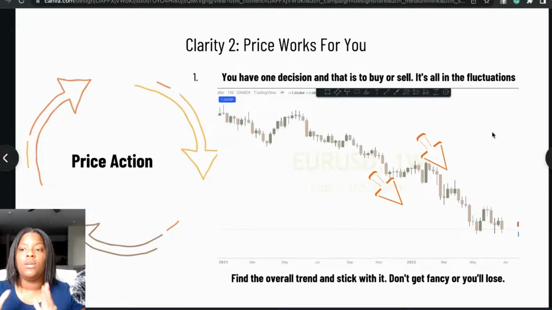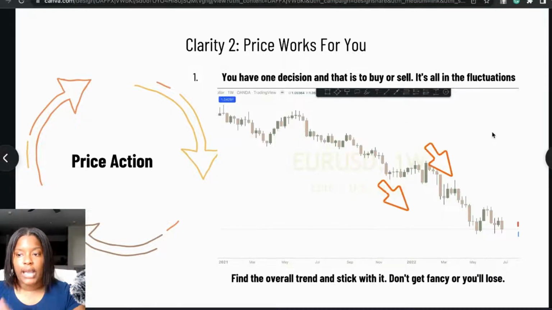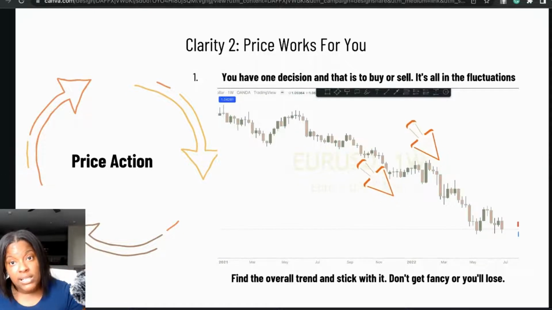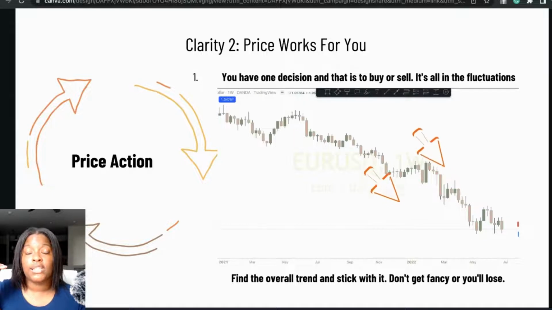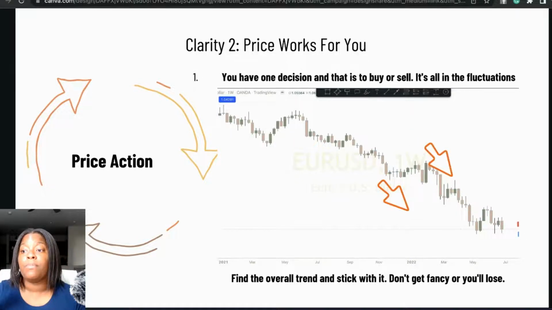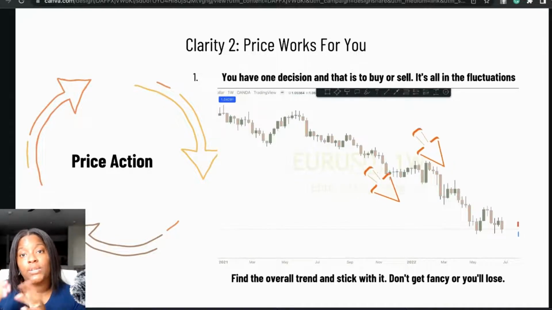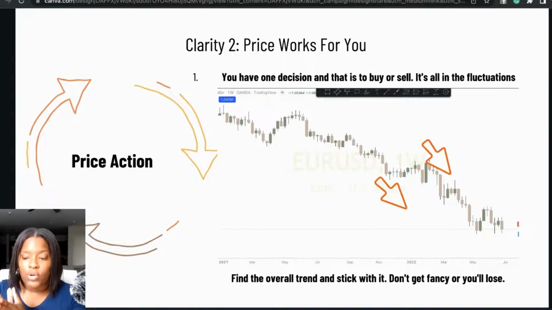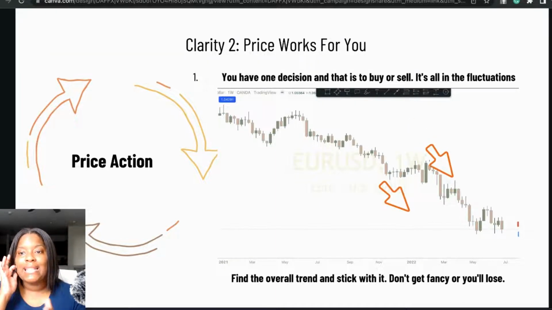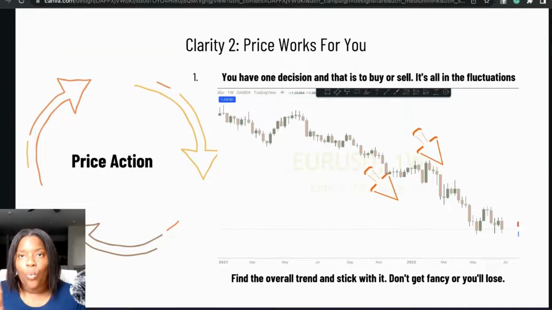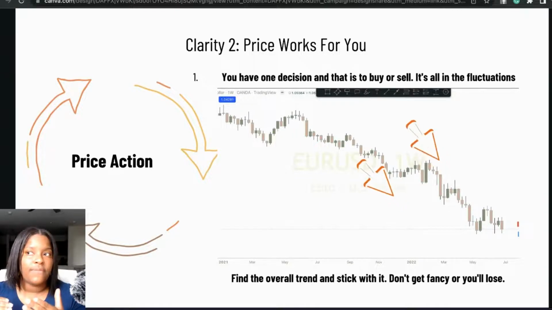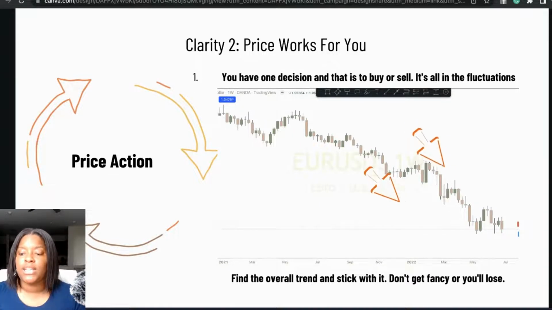Now, once again, this is just talking about the clarity of your price charts. Again, you have one decision to make, and that is either you're going to buy or you're going to sell, but it's all in the fluctuations. Once you see the overall direction that your price action candlesticks as a whole are going, keep trading in that direction and make that trading decision. Just make one decision. Don't put yourself in the position to make too many trading decisions.